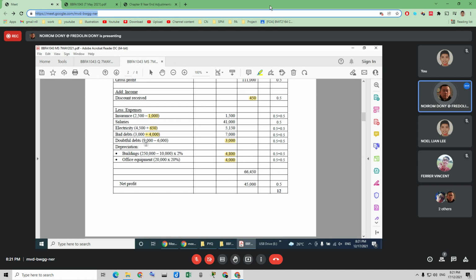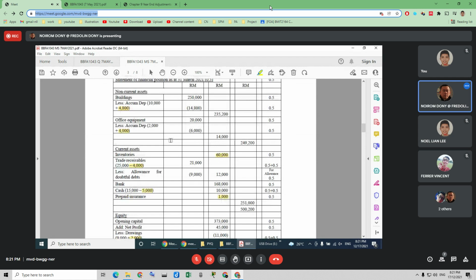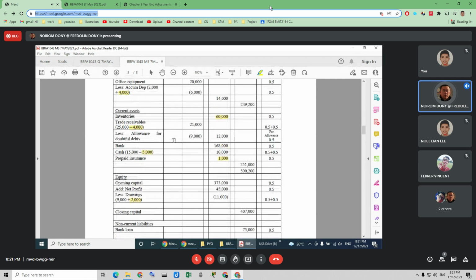Okay, how do we get 3,000? Compare, this is the new allowance and this is the old allowance. So 9,000, the new allowance is higher than the old allowance, meaning an increase. So increase is an expense. So where is the credit? And the credit is when you use, okay, in the allowance of doubtful debts, okay, this is credit.